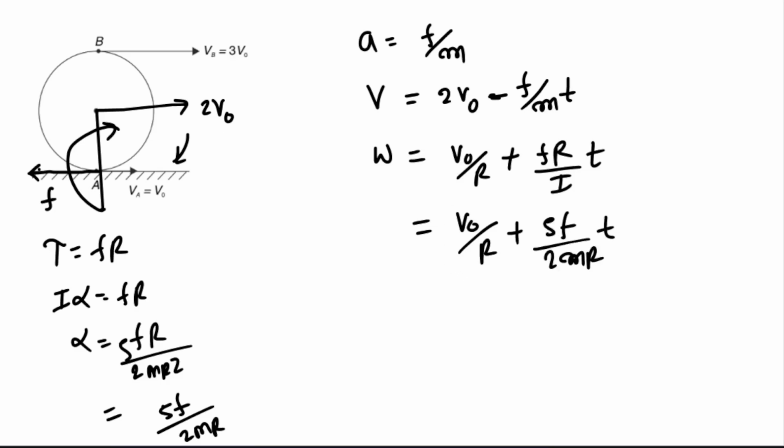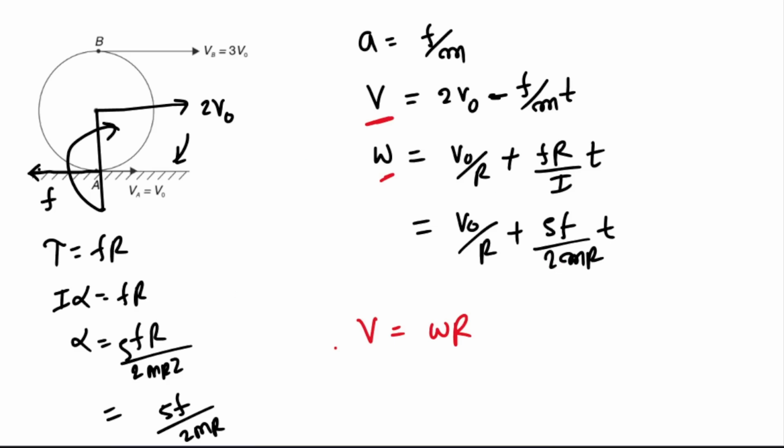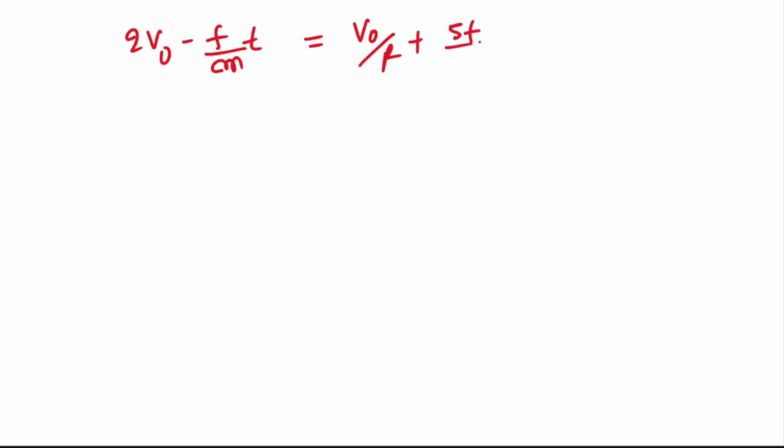Now, when this rolling will occur, in that case, V at that time will be equal to omega R at that time, right? So V equal to omega R. So V को आप क्या लिखोगे? V को लिखोगे 2 V naught minus F by M T, and this is equal to V naught by R plus how much is that? 5F by 2mr. So this is 5F by 2mr into T. अब आप इसको सॉल्व कर लो. So this into omega, sorry, you will do omega into R. So this will become V naught and this R R will get cancelled.